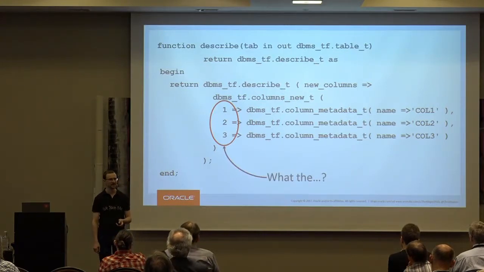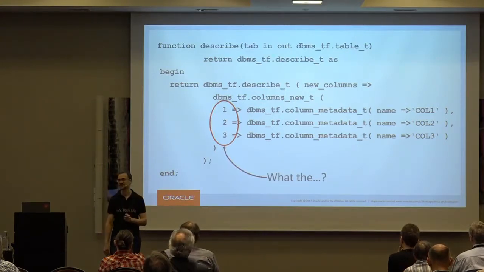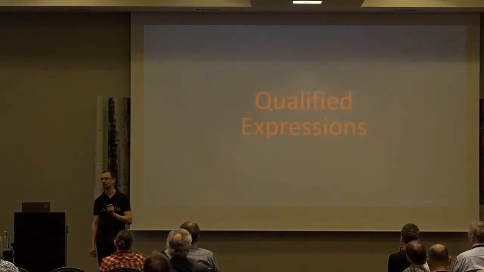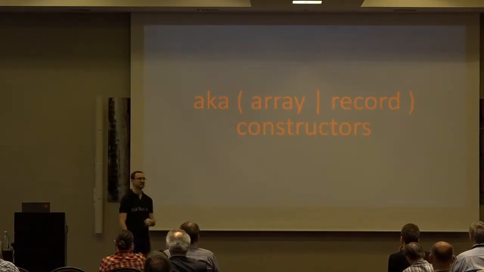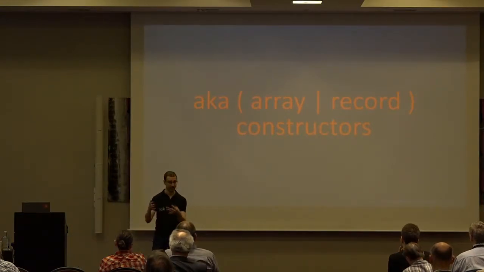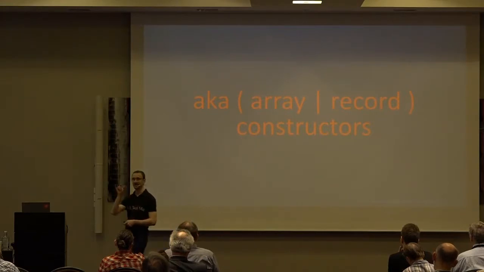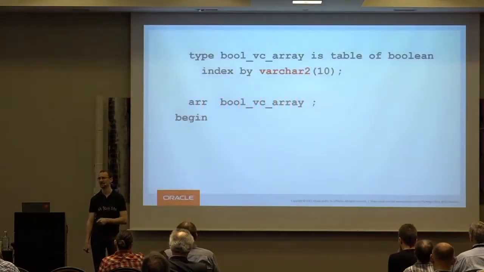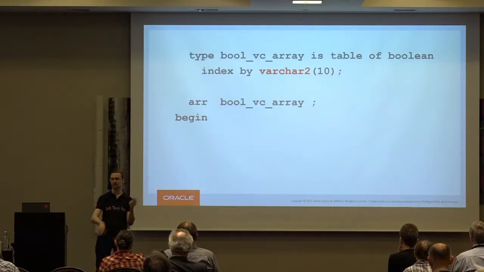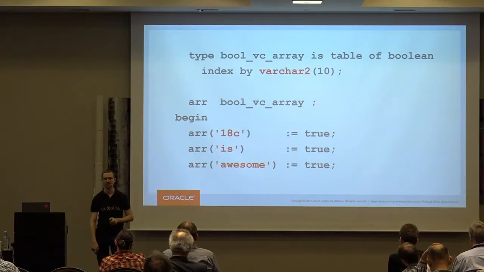What's going on? Well, this is something else we've introduced in 18c, and that's qualified expressions, also known as array or record constructors. What this allows you to do is initialize records or associative arrays in one call. If we compare what we had to do in the past, we've got our table indexed by varchar2. If we want to initialize this with 3 variables, we'd have to do something like this.